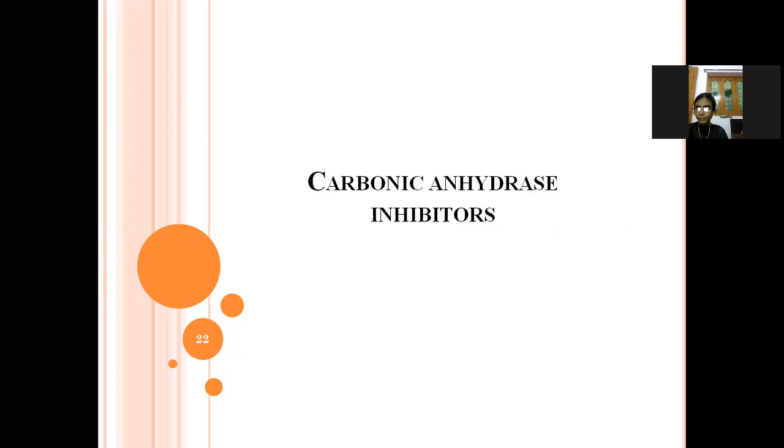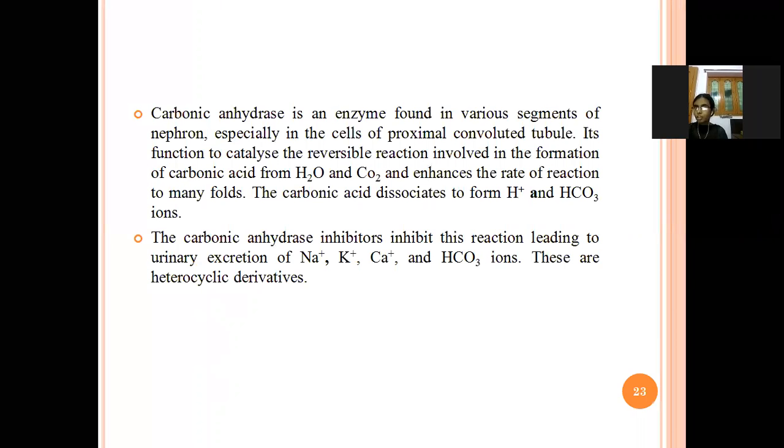Let's discuss the carbonic anhydrase inhibitors. Carbonic anhydrase is the enzyme which is present in the nephron, particularly in the proximal convoluted tubule. The proximal convoluted tubule is a part of the nephron, and in this part the carbonic anhydrase is present. Its role is to reabsorb the carbonic acid and also the sodium ions.